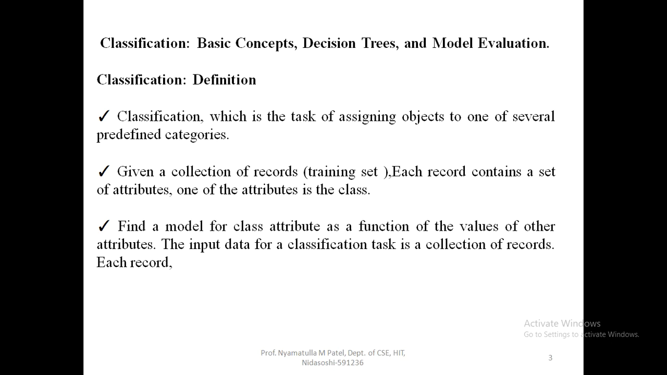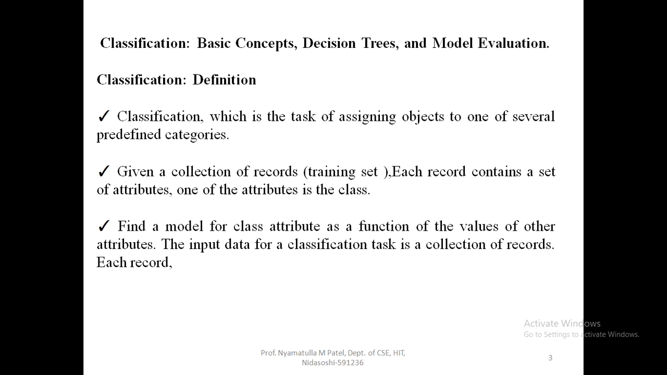So we have several predefined categories available, and to that category I need to assign a particular object. By studying the characteristics of a particular object, I need to assign that object to a particular category, based on the attribute values, based on the properties of the object. Now, given a collection of records, that is the training set, each record contains a set of attributes. One of the attributes is the class.